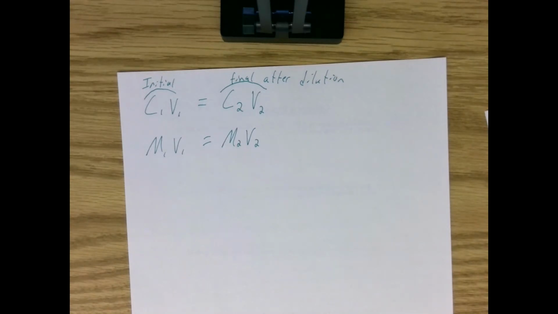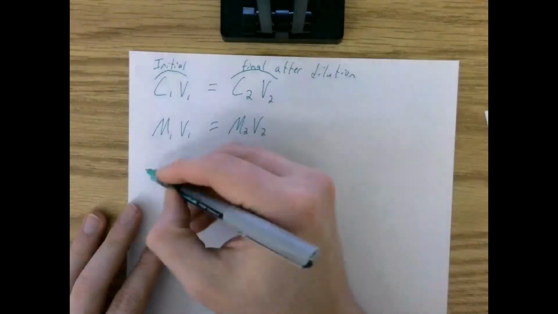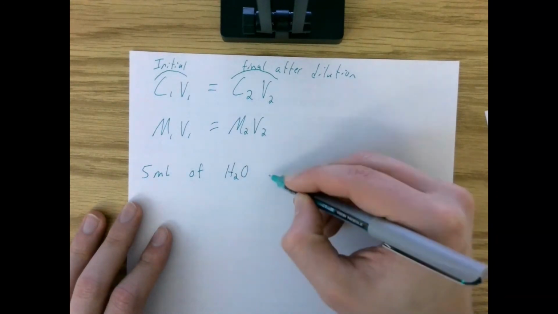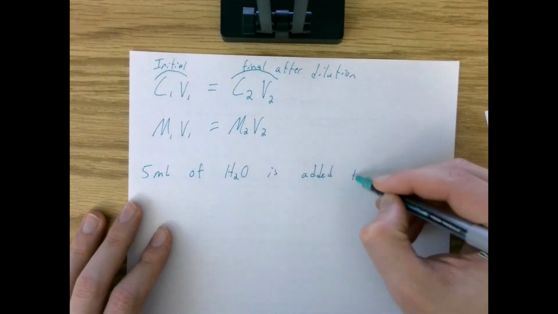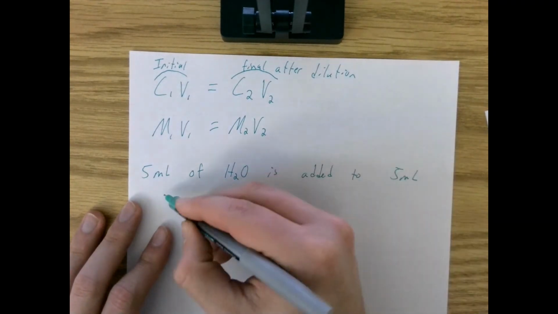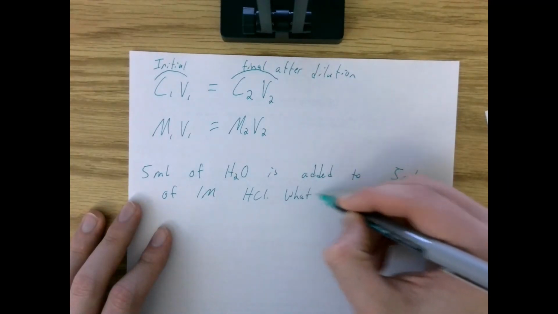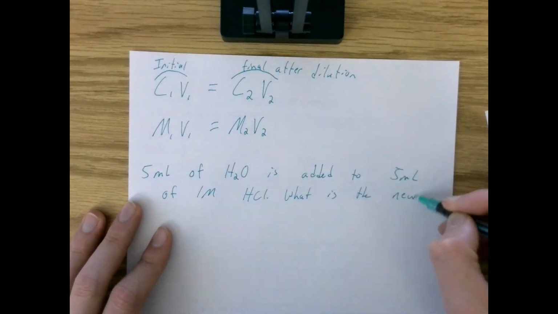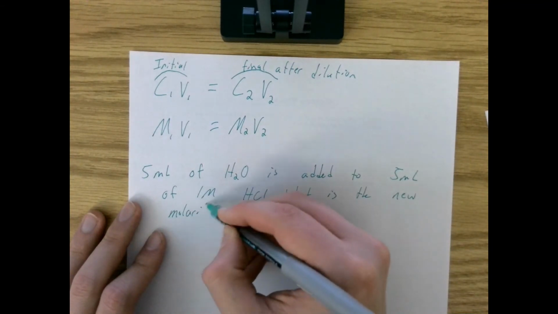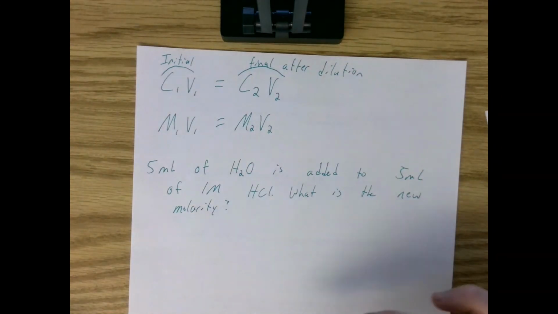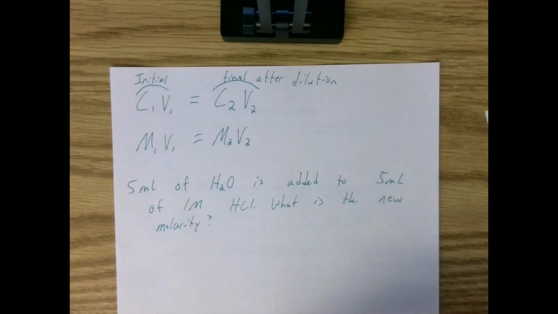So let's look at a very simple example. So let's say 5 milliliters of H2O is added to 5 milliliters of 1 molar HCl. What is the new molarity? So first, we all recognize this is a dilution problem. Does that sound like we're diluting something? Yeah. We're taking a solution, adding more water to it, make it more dilute.